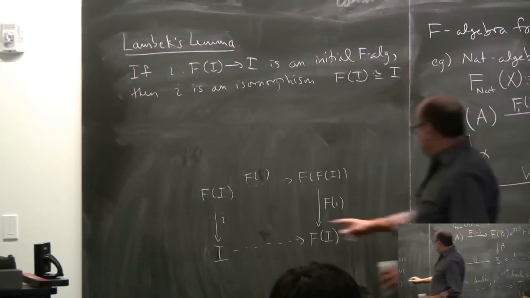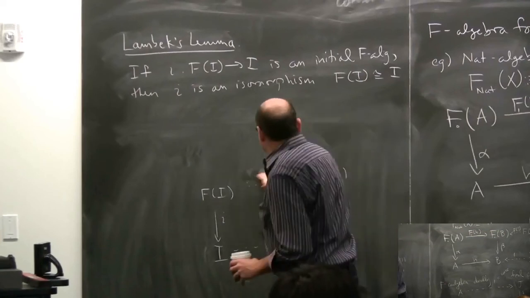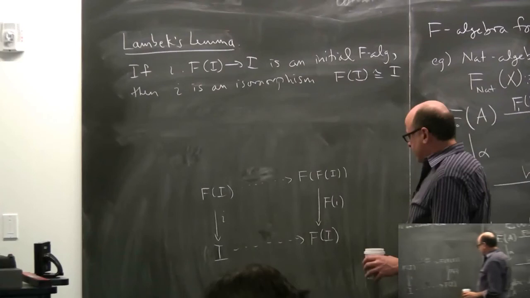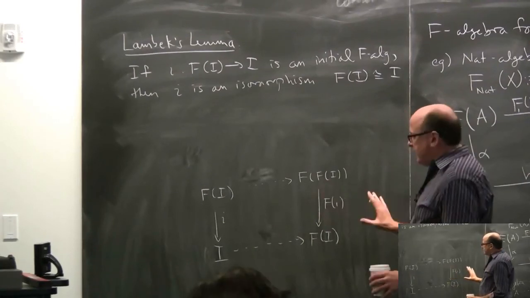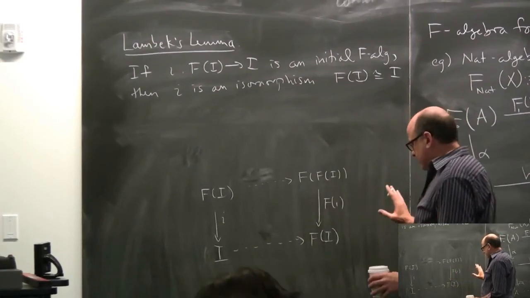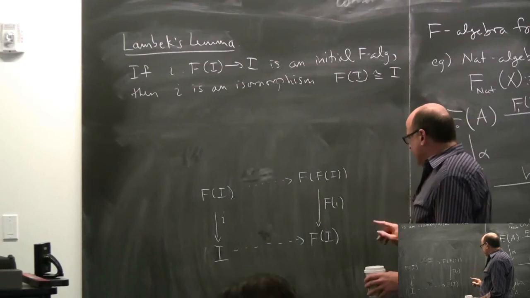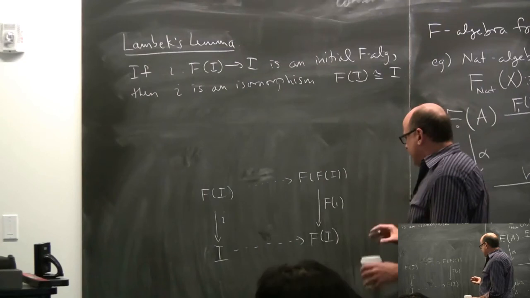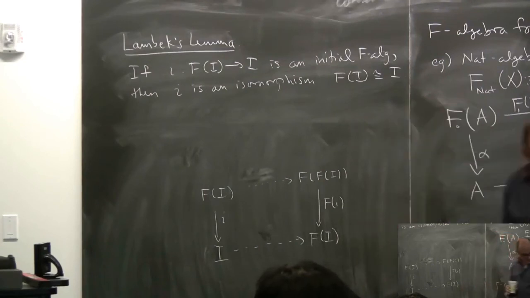I think I messed up. So this part is right. Oh, okay. This is not what I want. Okay. So this part is right. This part is right. Okay, good. So I don't want to use the initiality yet, is the point. That's what I don't want to do. Okay. So I want to claim that I have F of I there. So for some reason, what am I doing wrong?